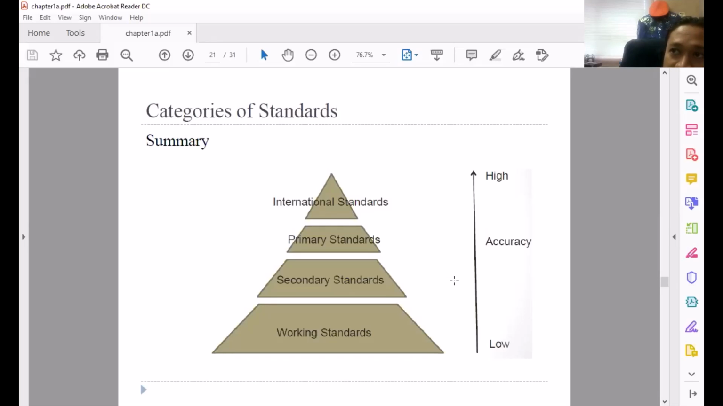But if you want to get a device certified, you have to go for the primary standard. For example, I designed a new digital multimeter. At first I just use the working standard and secondary standard. But if I want to sell this digital multimeter, how do I show it is good or not? You have to apply for the primary standard. That means I go to SIRIM, and SIRIM will do some experiments and testing on this digital multimeter.